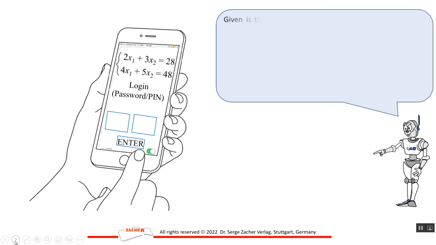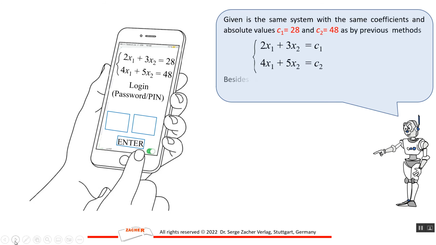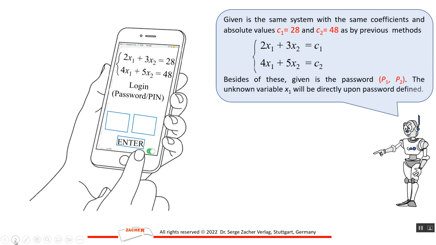Given is the same system with the same coefficients and absolute values C1, C2 as in the previous methods. Besides these, given are the passwords P1 and P2. The unknown variable x1 will be directly defined upon the password.